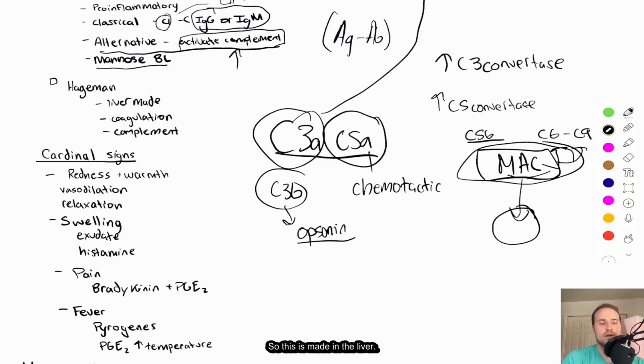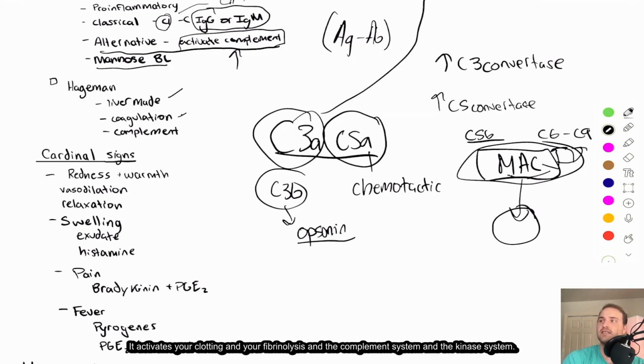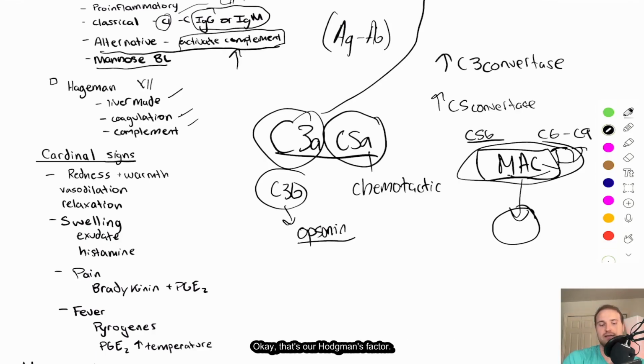Hageman factor. So this is made in the liver. It activates your clotting and your fibrinolysis, the complement system, and the kinin system. So think of bradykinin causing vasodilation, permeability, and pain. Okay, that's our Hageman factor. Activating your clotting stuff. Clotting and kinin, Hageman.